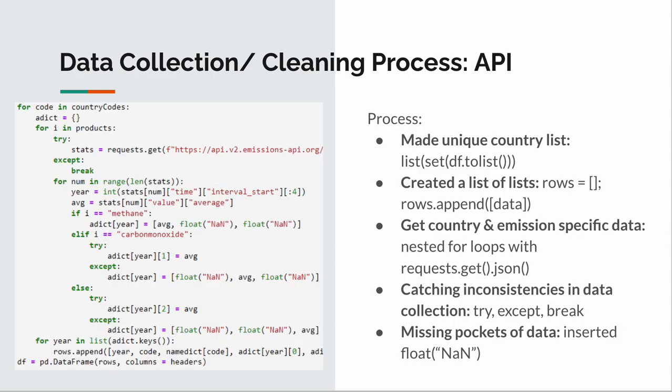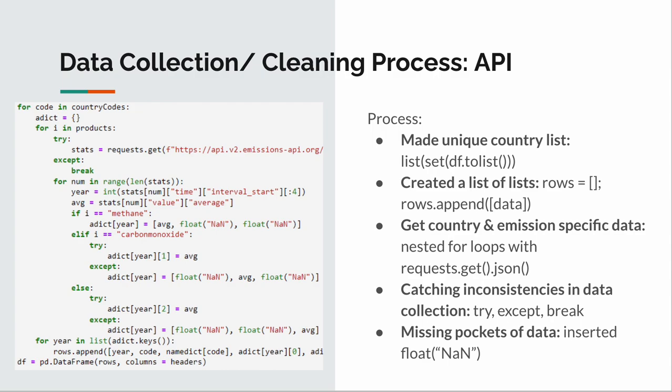Next, for the API with emissions data, we had some problems with excessive amounts of runtime, so I ended up cross-referencing the CSV country list with the country list available in the API to eliminate any extra processing by casting the list of countries to a set and then back to a list. I also used several try except blocks to catch inconsistencies where there were gaps in the data.